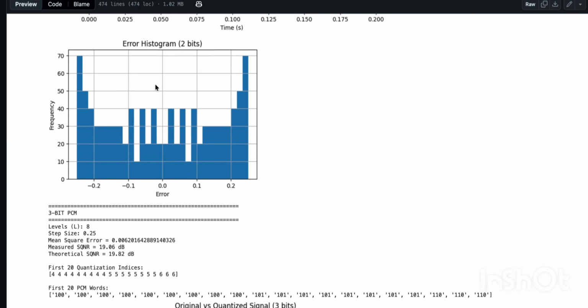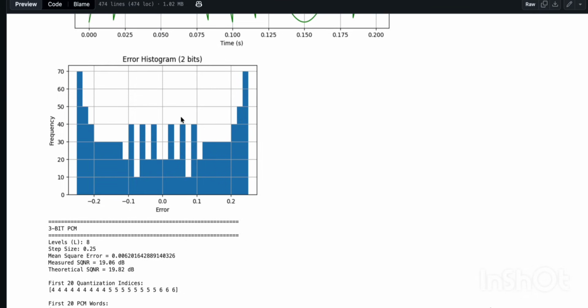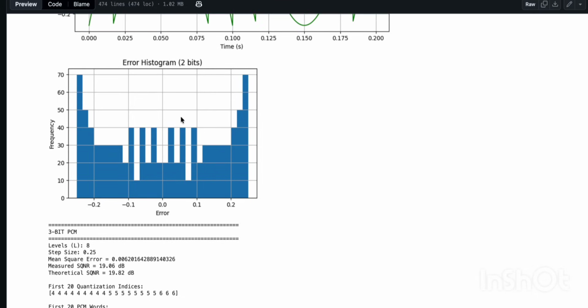Error histogram. This histogram shows how the quantization errors are distributed. Most errors are concentrated around 0, indicating that the quantizer introduces only small errors. With higher bit resolution, the histogram becomes narrower because the errors become even smaller.